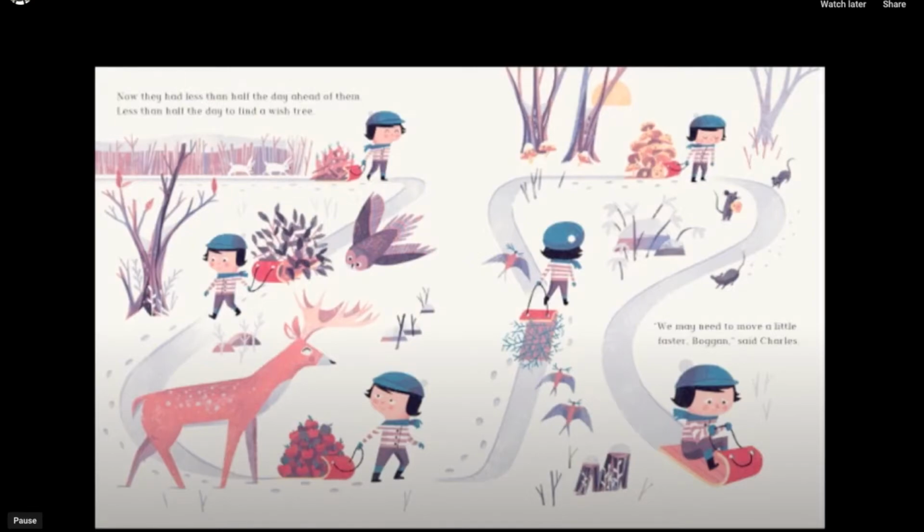Now they had less than half the day ahead of them. Less than half the day to find a wish tree. We may need to move a little faster, Boggin, said Charles.